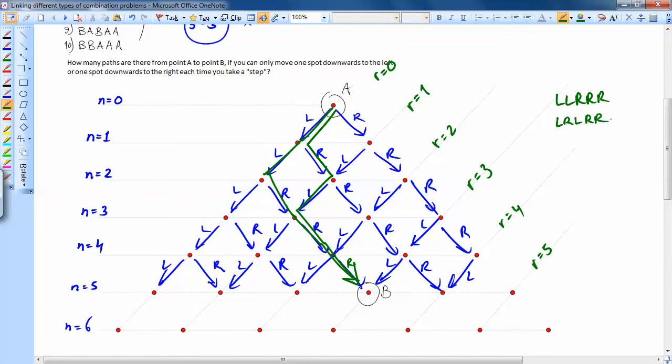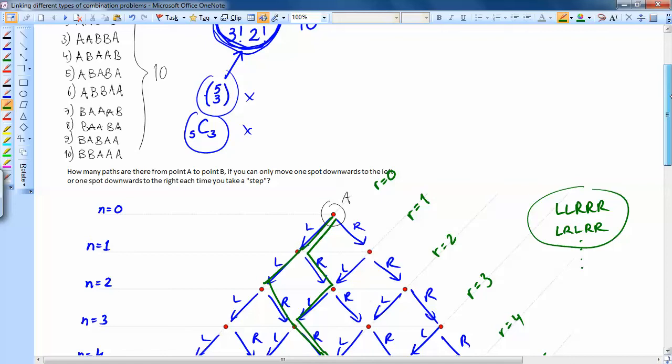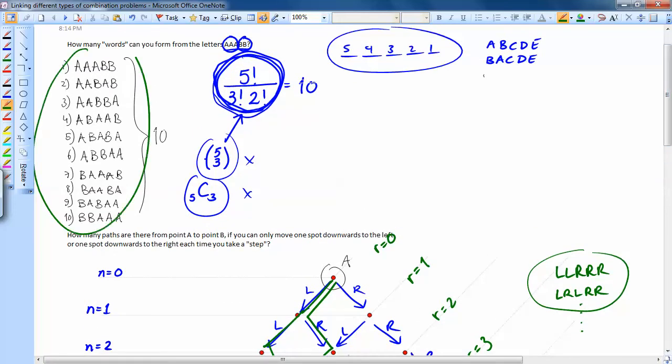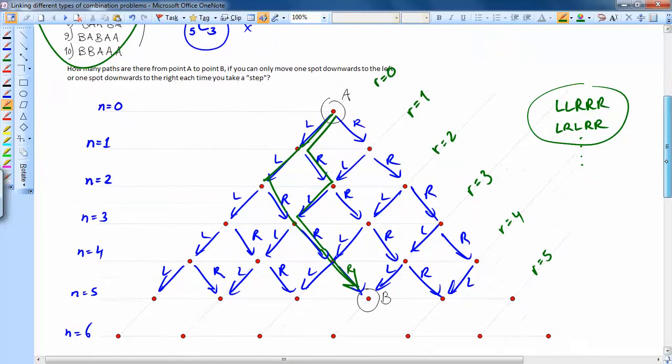It doesn't take too long before you start to realize that this list that I'm making right here is going to be all the different ways I can put together 2 L's and 3 R's. So really, it turns into a problem just like this one right here. So how many words can I form with 2 L's and 3 R's? Well, that's going to be exactly the same type of problem. So it's going to be 5 factorial over 3 factorial, 2 factorial, which is 10.